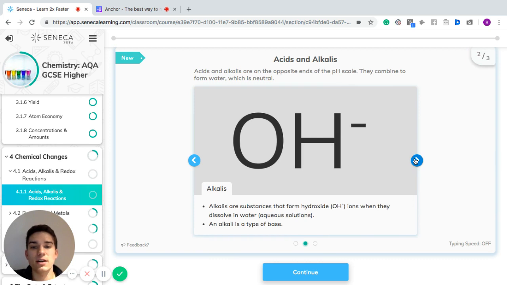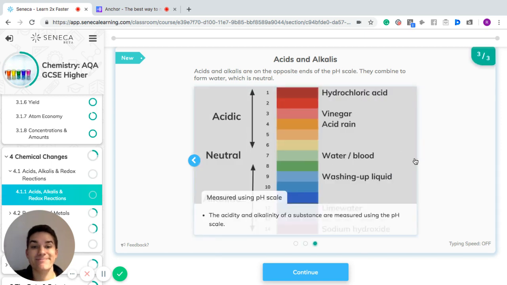And alkalis are substances that form hydroxide ions, which are OH-, when they dissolve in water, which we call an aqueous solution, that's when those hydroxide ions form. And alkaline is a type of base.